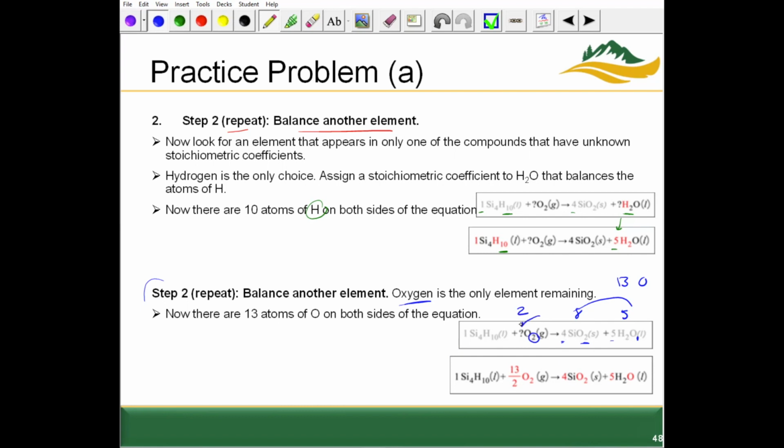So what coefficient would make sense here? Remember, we put the larger amount here and then the smaller amount here. So there's 2 and there's 13. So 13 and 2. We should put that coefficient here because now we have 13 over 2 times 2. That's now on the reactant side, 13 oxygen atoms to match 13 oxygen atoms on the product side. So tentatively at this point, we have 1, 13 over 2, 4, and 5.